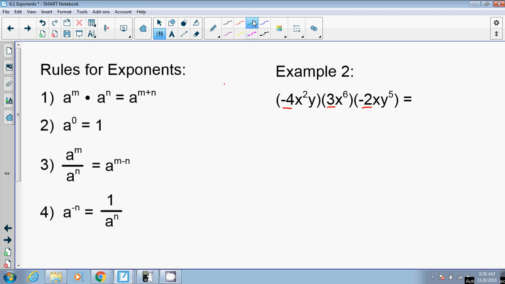Now we're looking for similar bases that we're able to multiply. I have a base of x here, a base of x here, and a base of x here. So I would be able to multiply all three of those. But again, I always like to make sure everything's covered before I do any multiplication. My other base is y. There's a y there, and there's a y there. So now we're going to go through and multiply these.